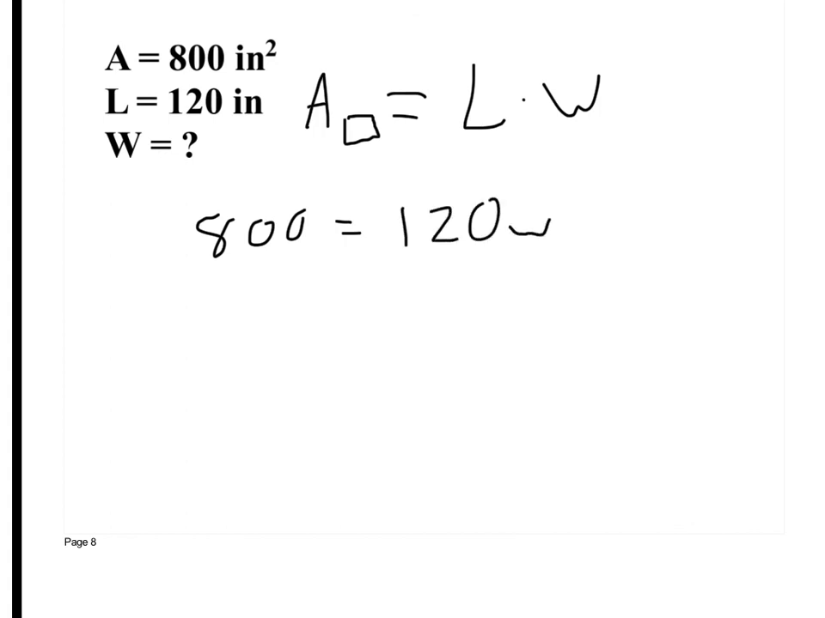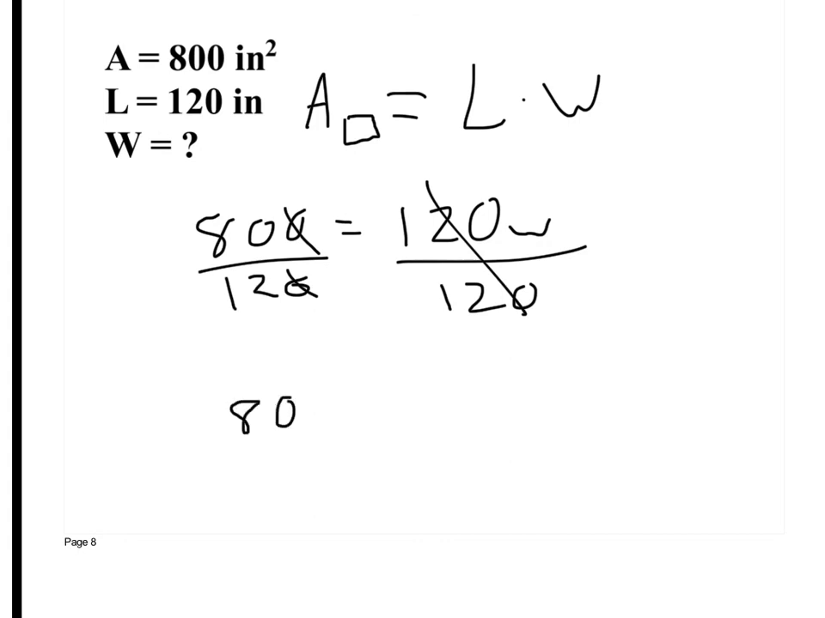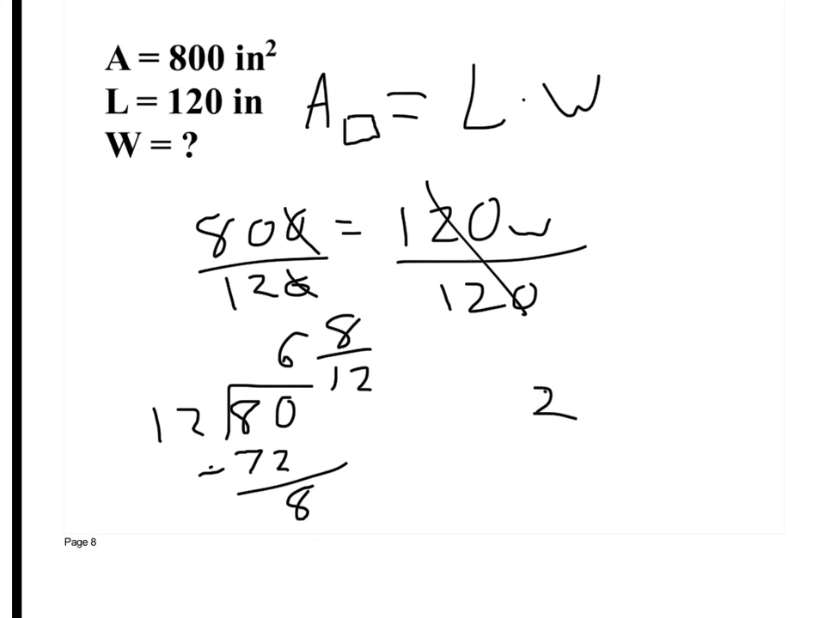How do I get W by itself? Divide by 120. What I do to one side, I do to the other. I can take 10 out of both of those and get 80 over 12. Then I solve for it. 12 goes into 80 6 times with 8 left over, so it's 8 over 12. Does 8 over 12 reduce? Yep. I can take 4 out of each of those and get 2/3. So my answer is 6 2/3.